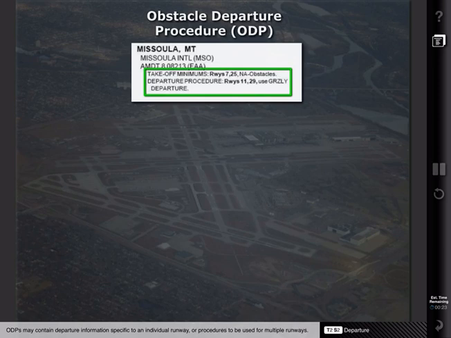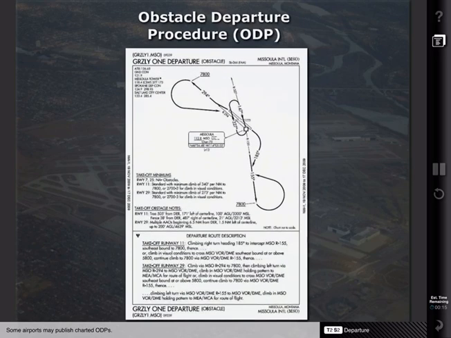ODPs may contain departure information specific to an individual runway or procedures to be used for multiple runways. Some airports may publish charted obstacle departure procedures. These perform the same function as normal ODPs but are presented graphically similar to a SID, with a clear presentation of the route and significant terrain.